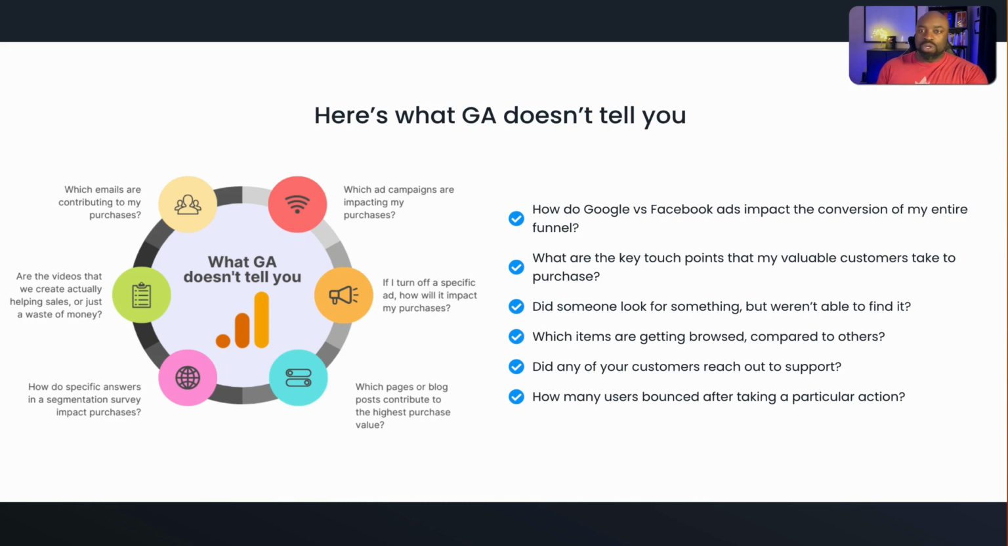So, for example, with Google Analytics, it's not very easy to see which emails are specifically leading to sales for your products and services. It's not easy to see which ad campaigns are directly impacting your purchases. And even if you were to look over at the other section where it says which pages or blog posts are contributing to the highest purchase value. Now you might be wondering, what are they talking about?